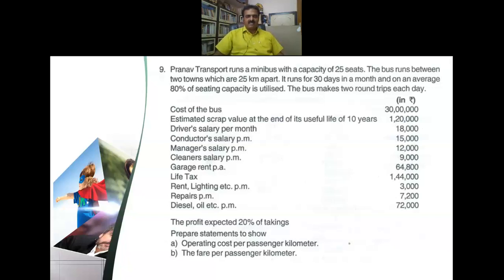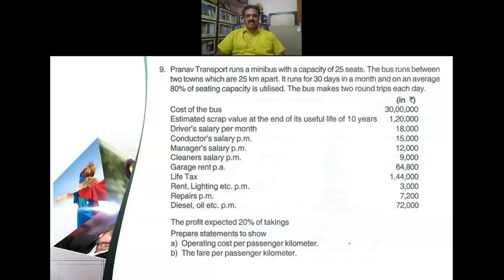And life tax is given as 1,44,000. The life of a minibus is given as 10 years, which is in the second item, where the estimated scrap value is at the end of its useful life of 10 years. So the life tax is for 10 years: 1,44,000 divided by 10 years comes to 14,400 per year. Now 14,400 divided by 12 months comes to around 1,200. Yes, 1,200 is the life tax per month.